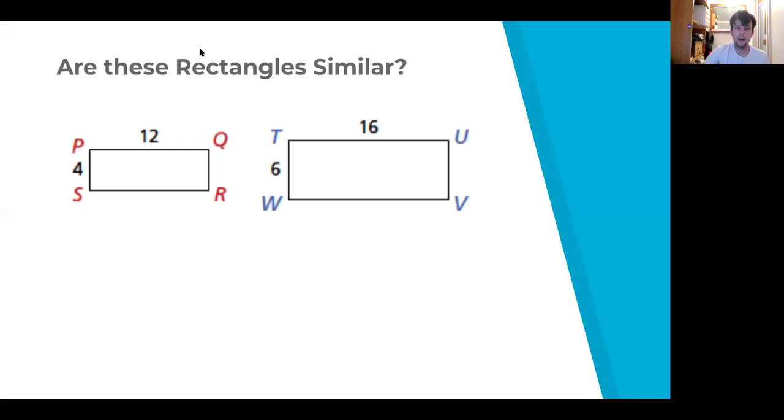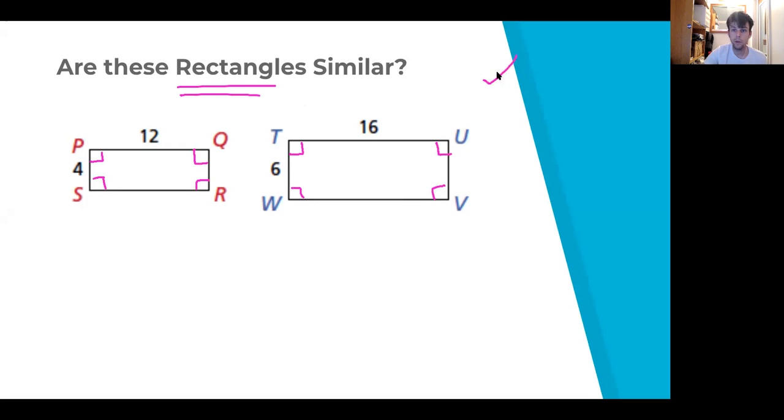Okay, so are these rectangles similar? Well, rectangles, that gives us some information, right? If these are rectangles, then all of these are right angles. So that satisfies that first part. All of my corresponding angles are congruent. Obviously, they're all 90 degrees.